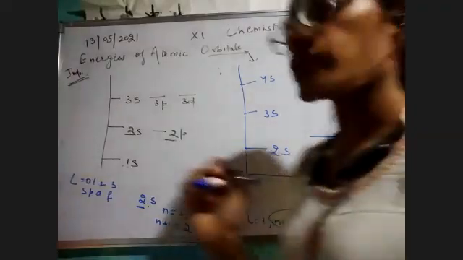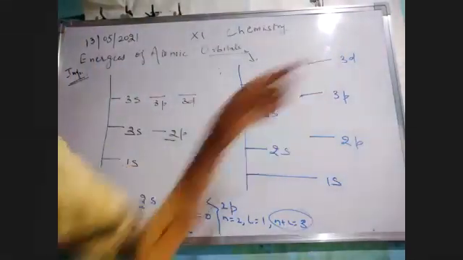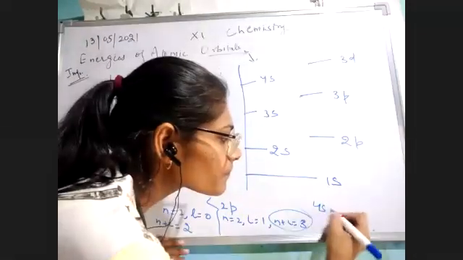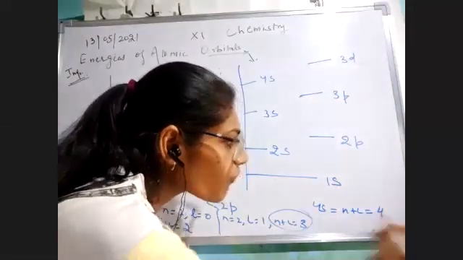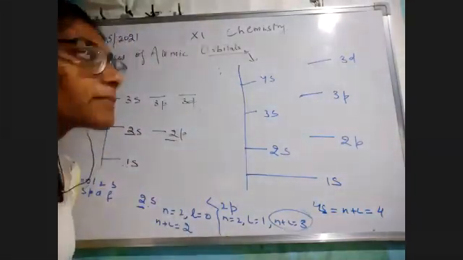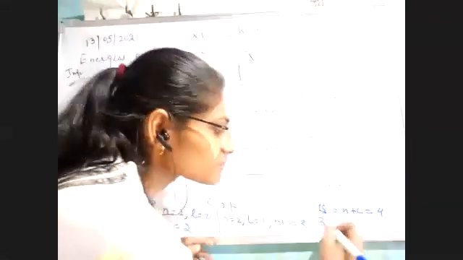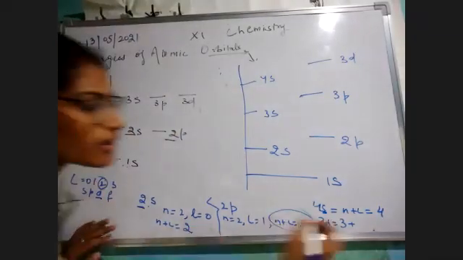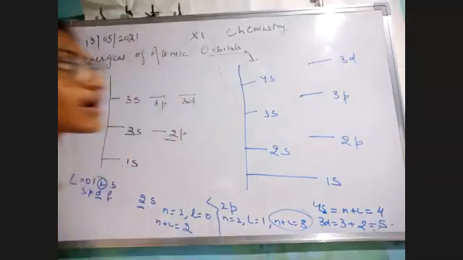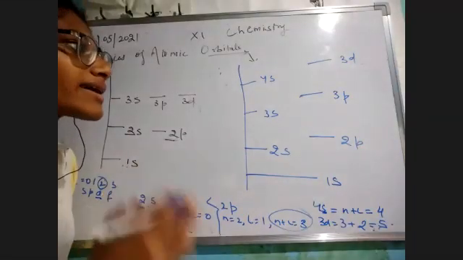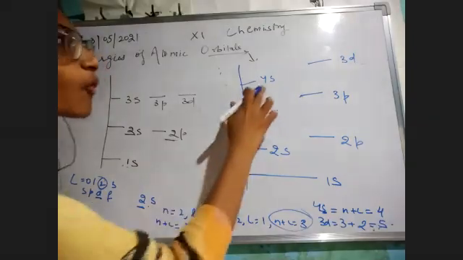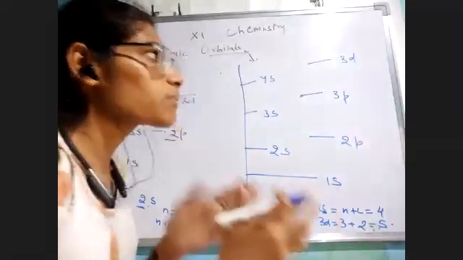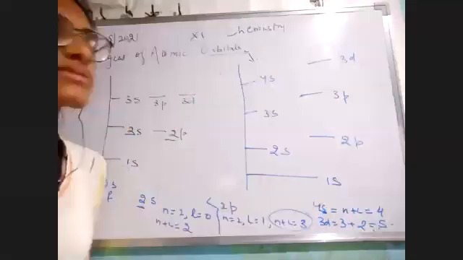Now you must have a query, children, that ma'am, why are 4s and 3d placed like this? 4s represents n plus L equals 4 only, because s equals 0. But if I'm talking about 3d, it is 3 plus d, which represents 2, equals 5. So it is in higher energy. So our concept has been totally changed. 4s has the maximum quantum number, but due to n plus L, 3d is higher in energy than 4s.